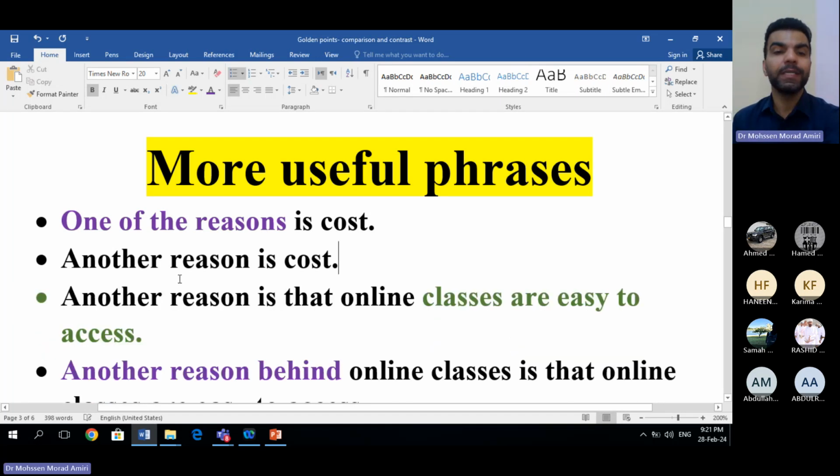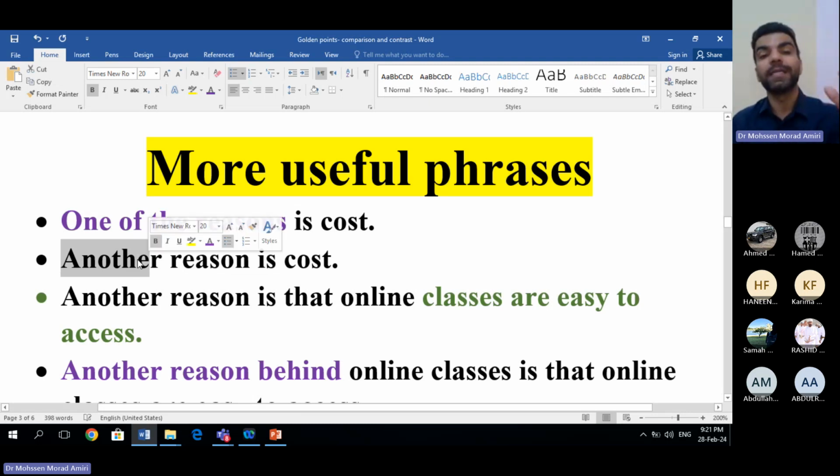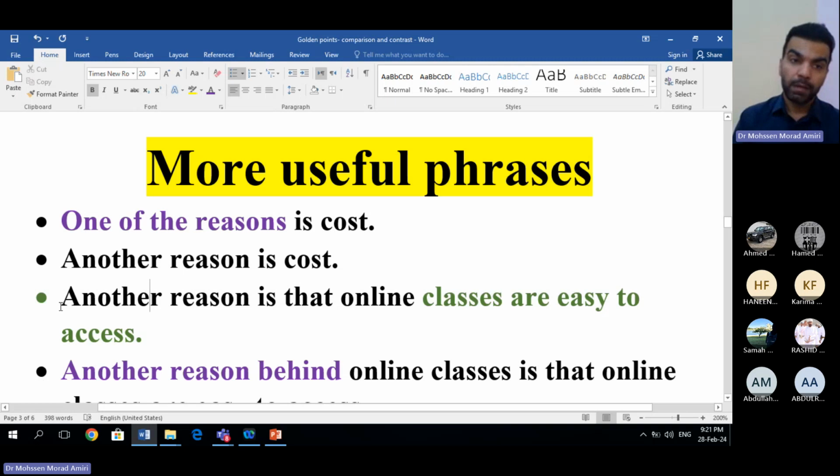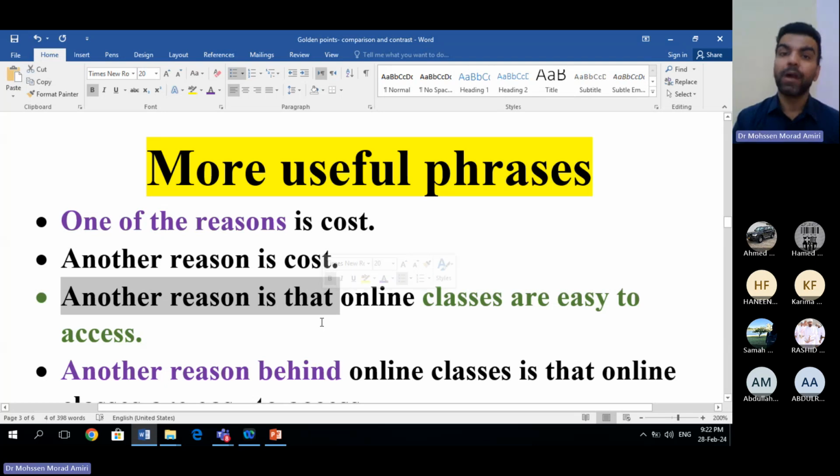Another reason is cost, or some students say another reason is cost. One of the reasons is cost. There are different ways to write your reasons, your comparison contrast. That's why I'm making you familiar. You need to choose the one that you like, the one that you prefer to write in your exam. For example, this one: another reason is that online classes are easy to access.